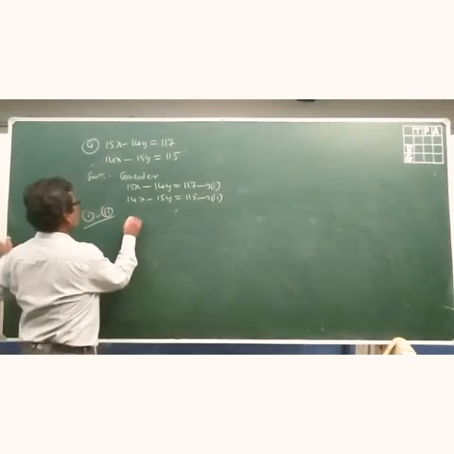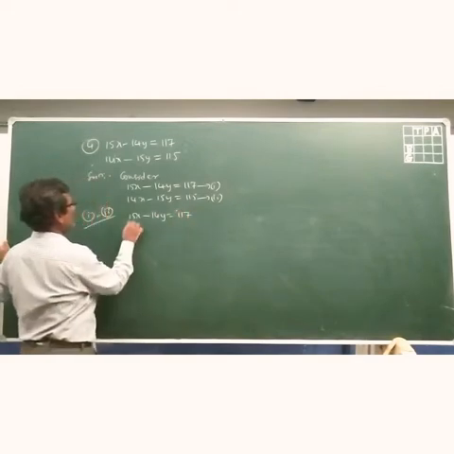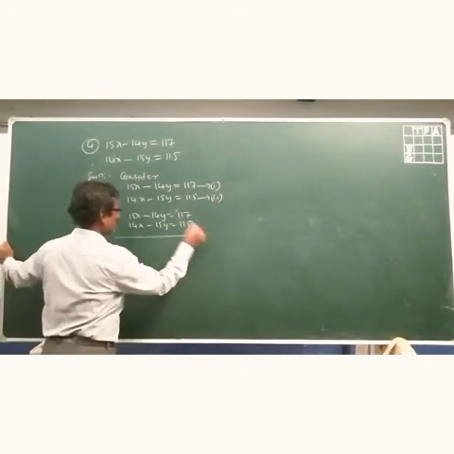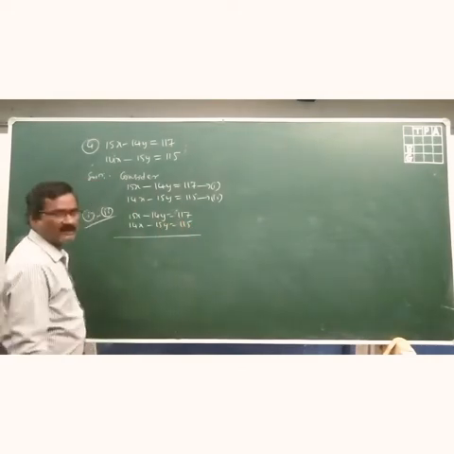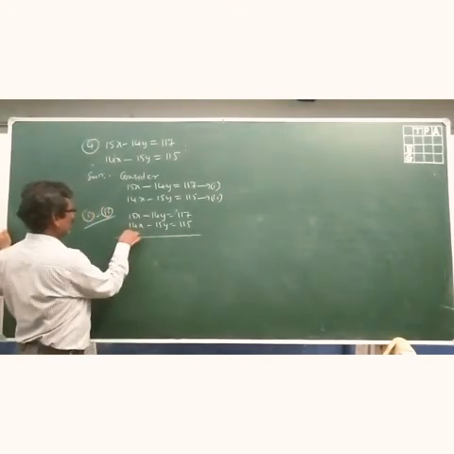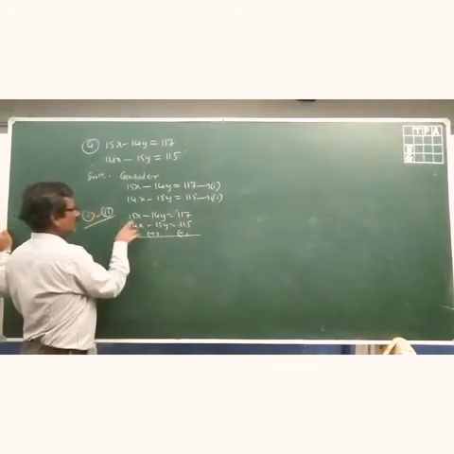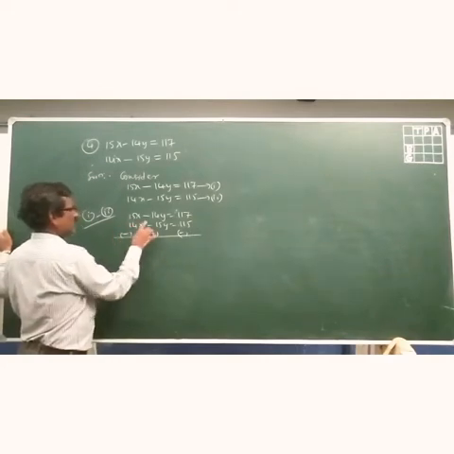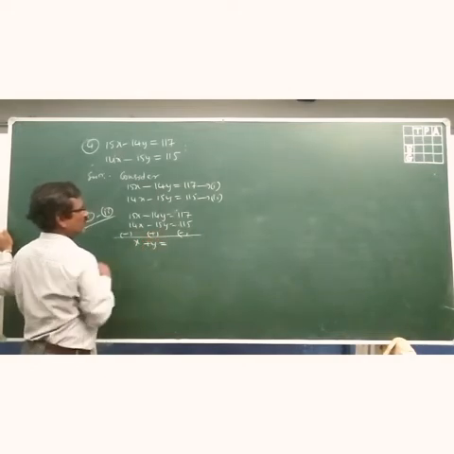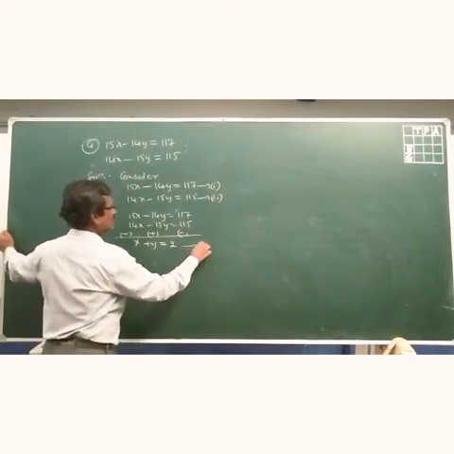First I will subtract. 15x minus 14y is equal to 117, and 14x minus 15y is equal to 115. Now we have to subtract. In subtraction, we take the reverse signs: plus becomes minus, minus becomes plus. Now 15 minus 14 gives x, and minus 14 plus 15 gives y, so x plus y. Now 117 minus 115 is 2. You call this equation 3.